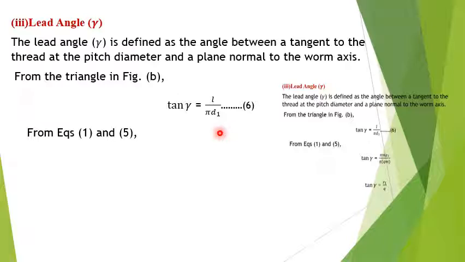Now if we see equation numbers 1 and 5, L, the lead, is given by pi m z1, and in equation number 1 we had q is equal to d1 by m, the diametral quotient. So d1 can be written as q into m. Therefore these terms will cancel, and we can write tan of this angle as z1 by q.